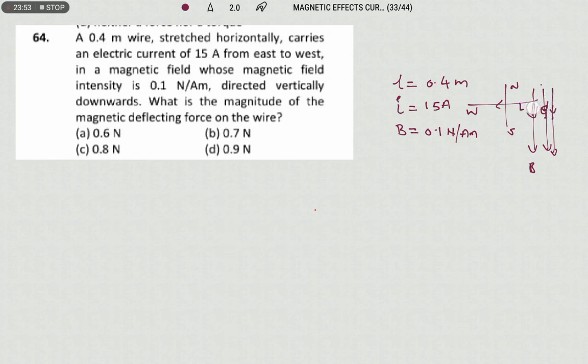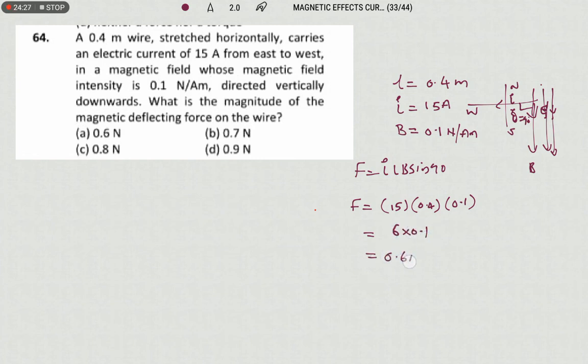So the angle between the magnetic field and the current conductor is 90 degrees. Therefore the force experienced by it is F is equal to ILB sin 90. Sin 90 value is 1. So I is 15, length is 0.4, and the strength of the magnetic field is 0.1. 15 into 0.4 is 6, into 0.1, therefore 0.6 newtons is the force acting on the conductor.